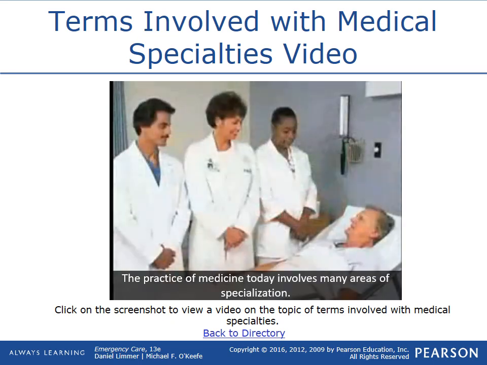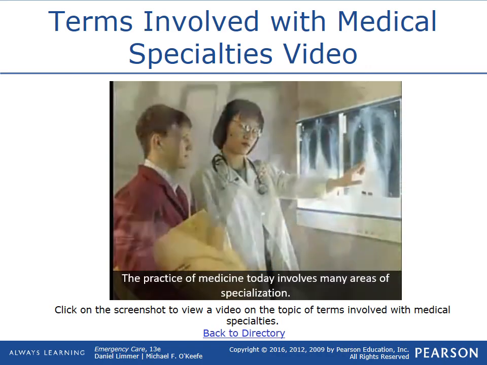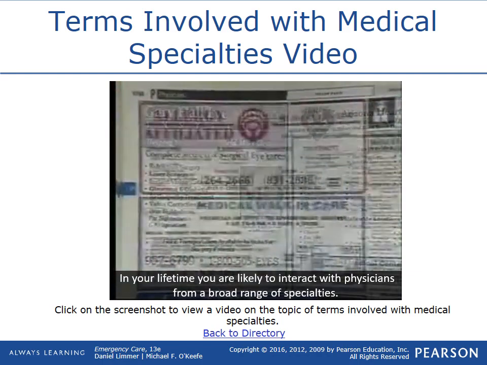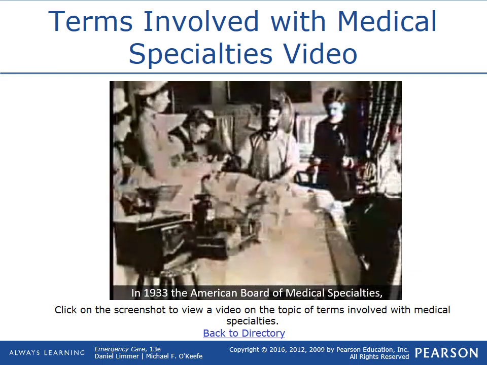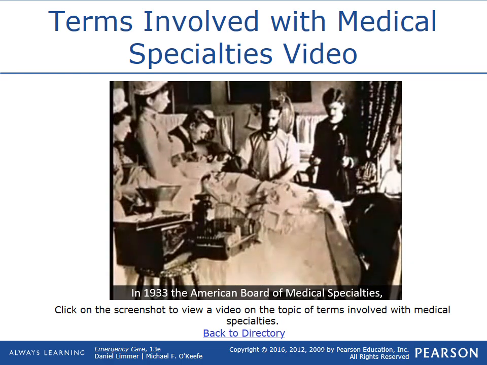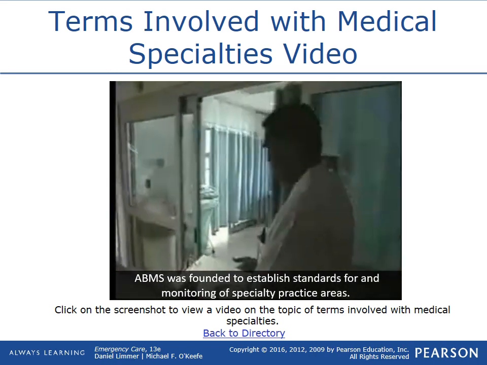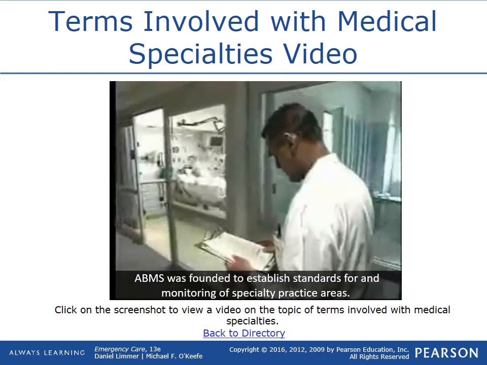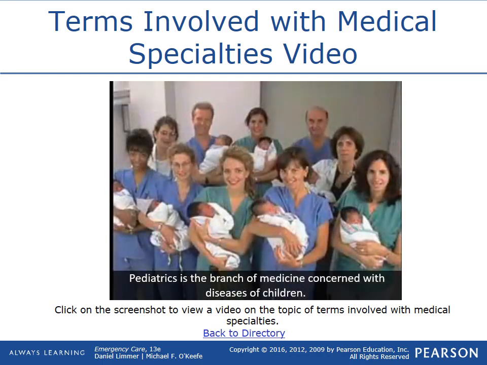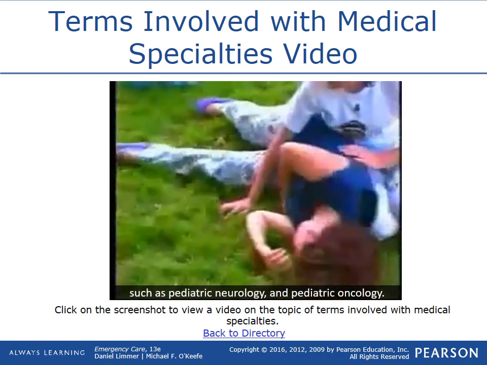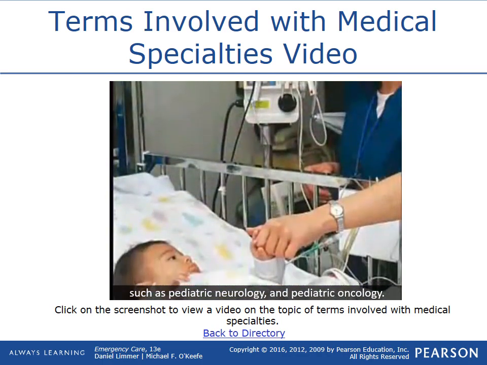The practice of medicine today involves many areas of specialization. In your lifetime, you are likely to interact with physicians from a broad range of specialties. In 1933, the American Board of Medical Specialties, ABMS, was founded to establish standards for and monitoring of specialty practice areas. Pediatrics is the branch of medicine concerned with diseases of children. The physician is called a pediatrician. Within pediatrics, there are numerous subspecialties, such as pediatric neurology and pediatric oncology.